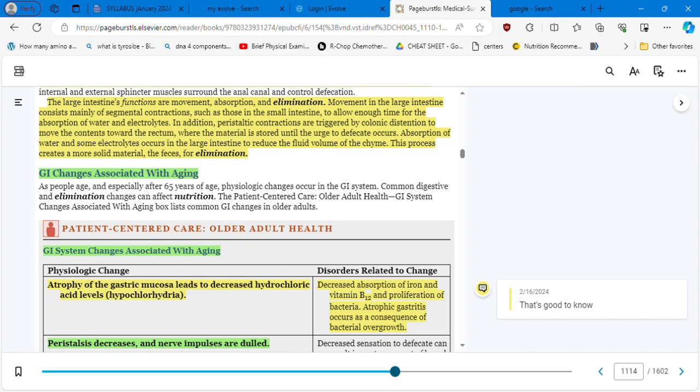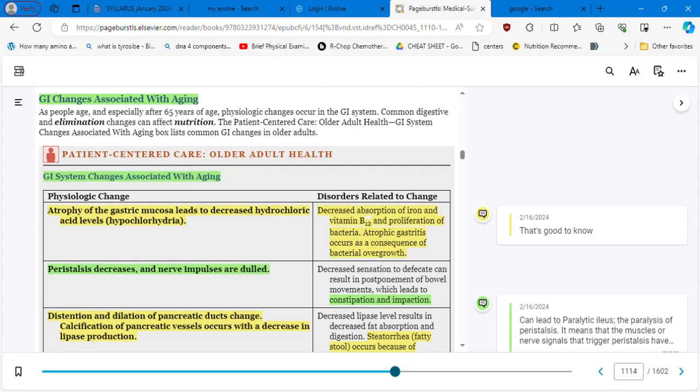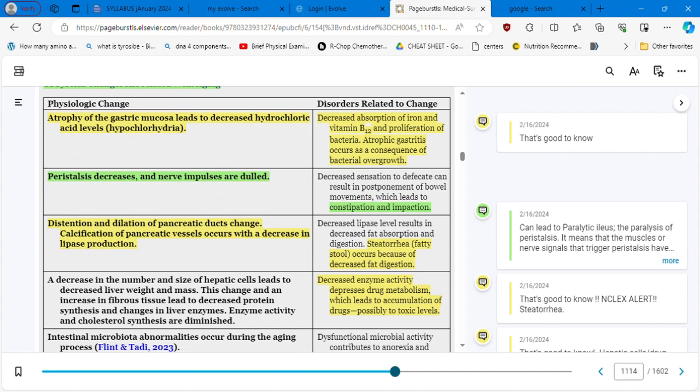This process creates a more solid material, the feces, for elimination. Good. Let's go to GI changes associated with aging. I strongly suggest you review this table and try to take a picture in your brain, not because of the test, but because of NCLEX, and because the most important thing is that you need to identify all these processes in your family members. That's your first line of care, right?